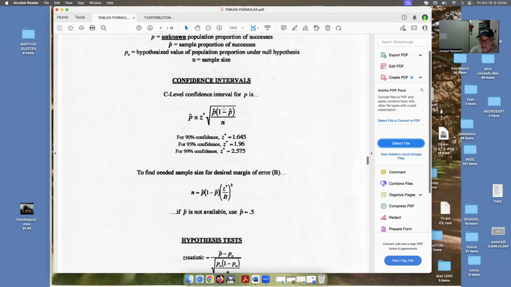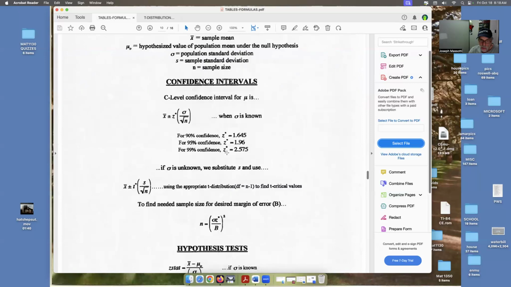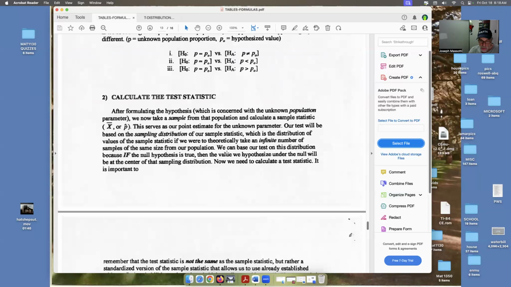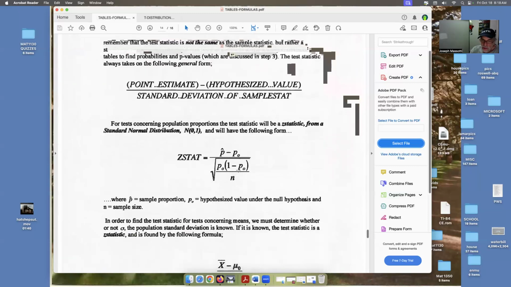So notice this is a very important difference. When we're talking about a confidence interval for the population proportion, we're using the sample proportion here and 1 minus the sample proportion underneath the square root sign when we form our confidence interval. But when we go to hypothesis tests for proportions, we're going to use the hypothesized value here. So notice that it's a very important difference. When you're forming a z-statistic, you're using the hypothesized value. When you're forming a confidence interval, you're using the p-hat value.